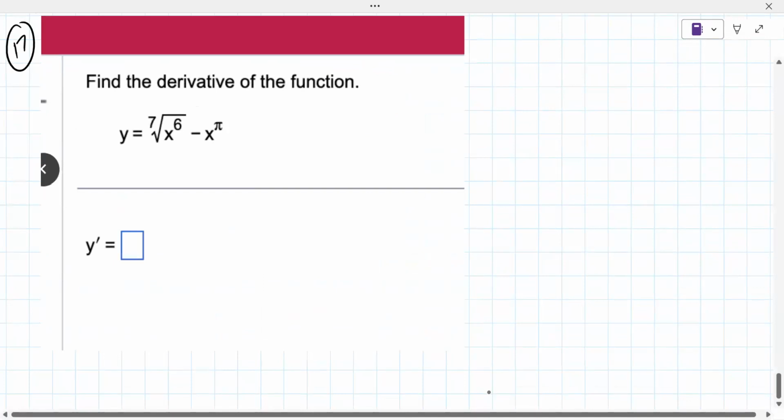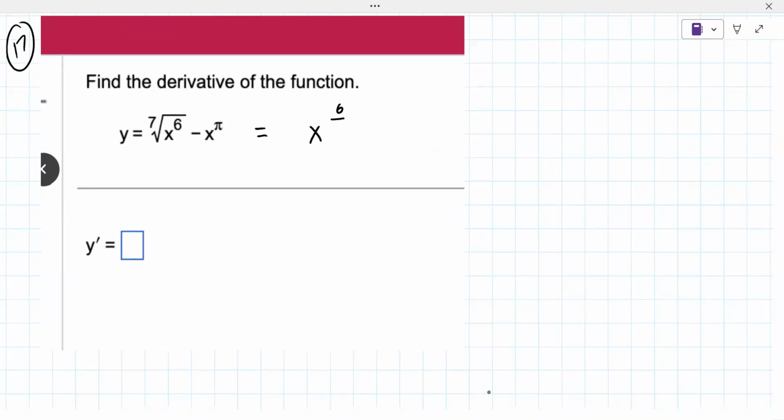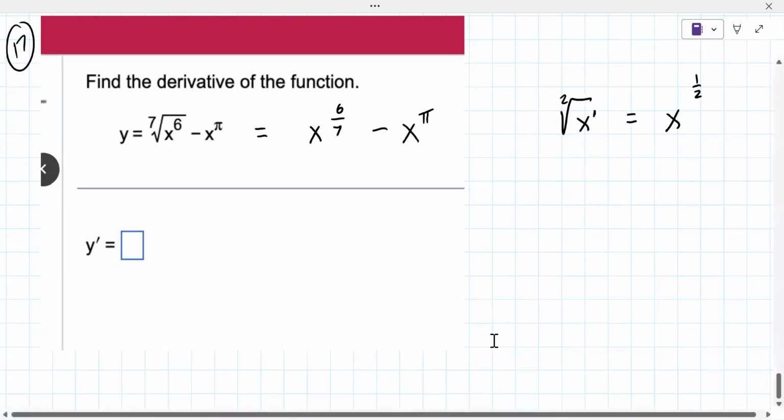Really, you just need to rewrite this before you take a derivative. It's x to the 6th over 7 power. So sometimes students aren't sure how to remember that, and this might be a reference thing. There's really a 1 and a 2 there, so this is x to the 1/2 power minus x to the pi. Now the pi is awkward because you're like, why is there a pi? Treat pi as a number. So these are both power rules.